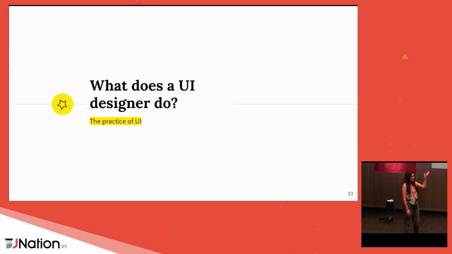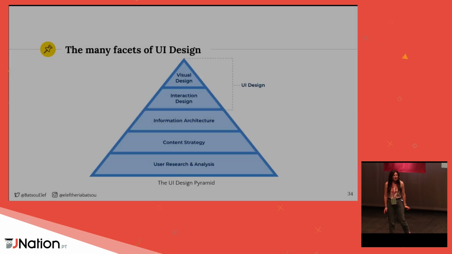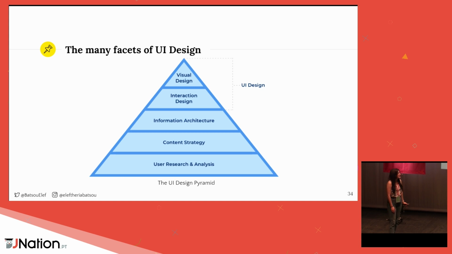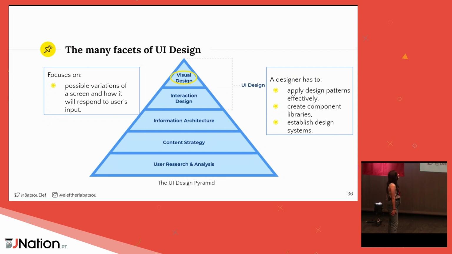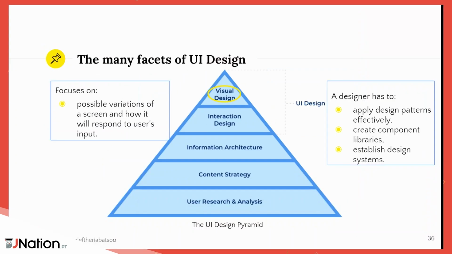So let's go back to the question that we had about the UX designers. What does a UI designer do? And again, they are doing a lot of things, so I have here the same pyramid. But this time, we will focus on the interaction design, where we have things such as button colors, typography, but it's not only that, because a UI designer has to know things such as typography, color theory, iconography, illustrations, etc. It's not easy. And then we have the visual design. Again, here, different variations of the same product.